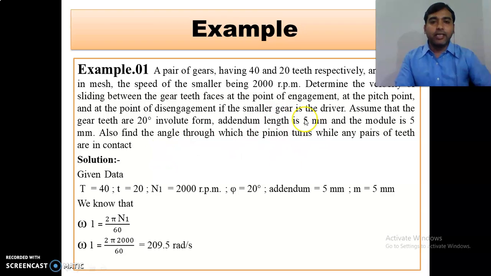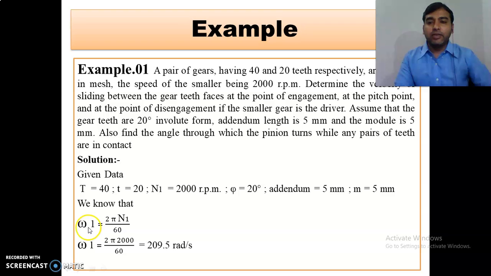The solution. In this numerical, we are finding out the velocity of sliding at the point of engagement, at the pitch point and at disengagement. And also we are finding out the angle through which the pinion turns. So the given data is: teeth on bigger gear 40 and smaller pinion 20, that's why capital T and small t. Speed N1 2000 rpm, angle phi 20 degree, addendum 5 mm, module 5 mm.